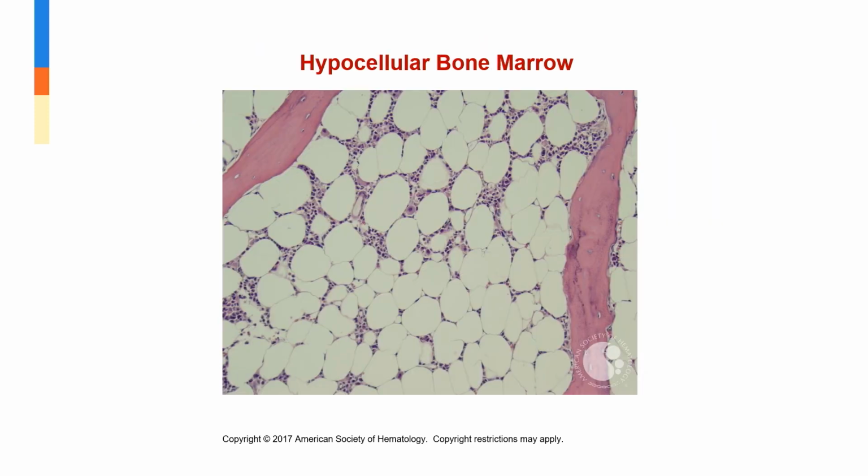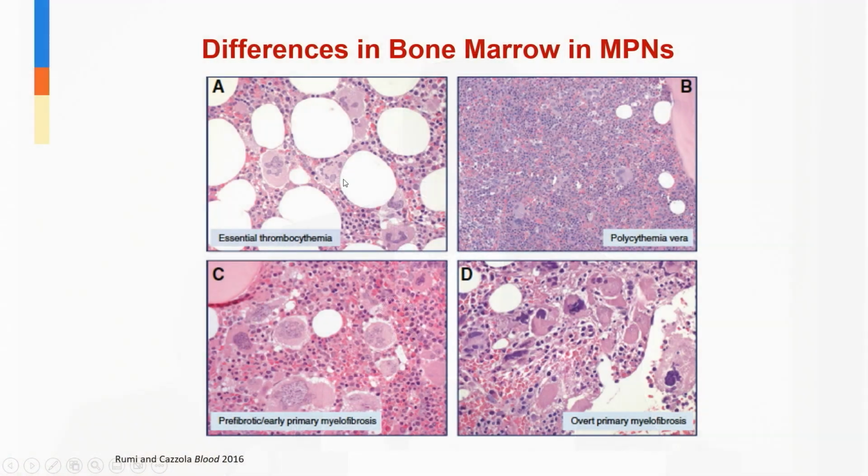And this is somebody who has a hypocellular bone marrow, where there's very few cells and there's lots of fat, okay? This is very uncommon with MPNs, and sometimes in late-stage myelofibrosis you see this, but not common. So again, this is just talking about what do we see when we look at the bone marrow. Now, what does it look like in different MPNs, just as an example?